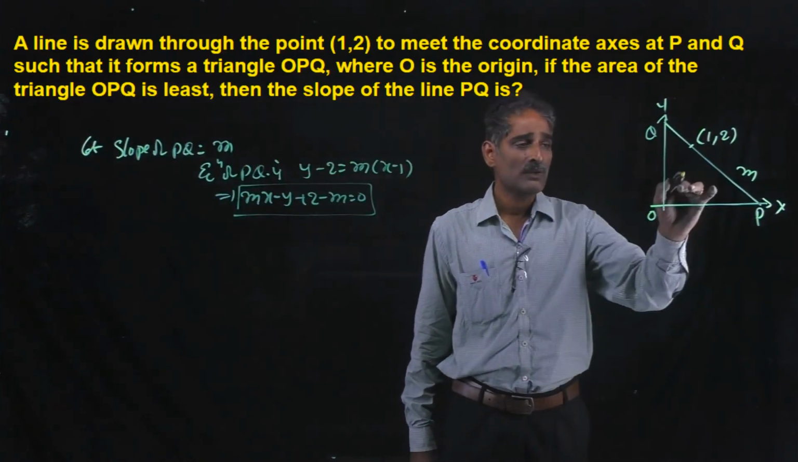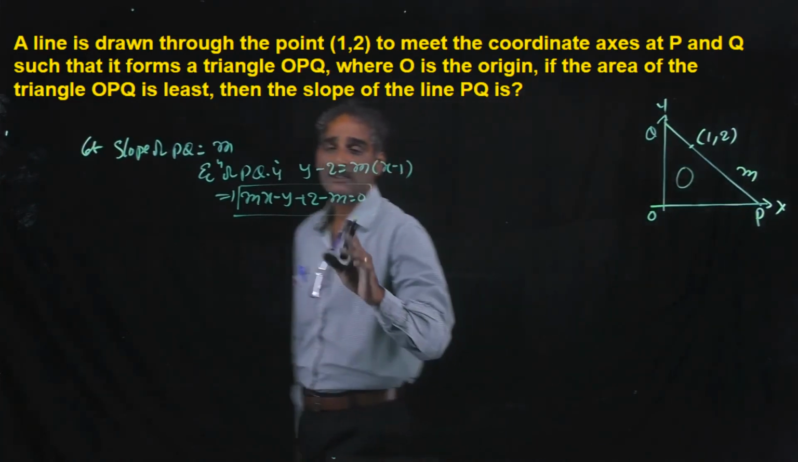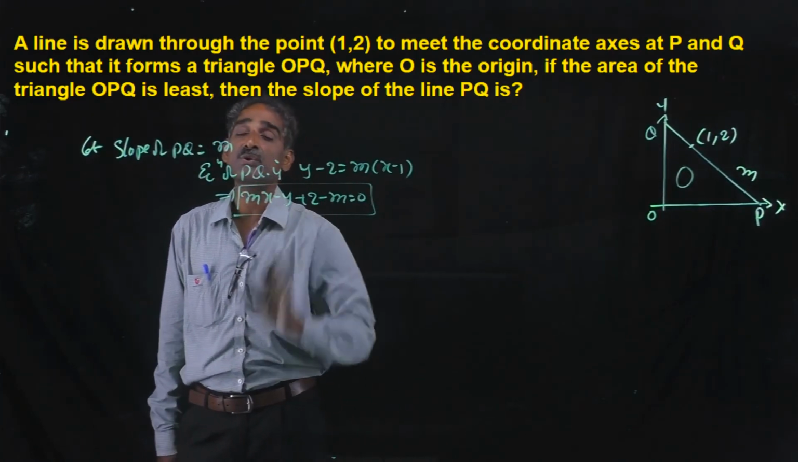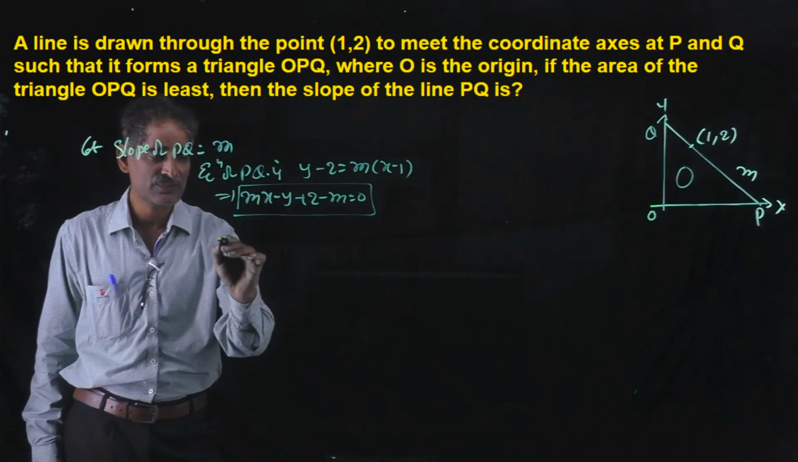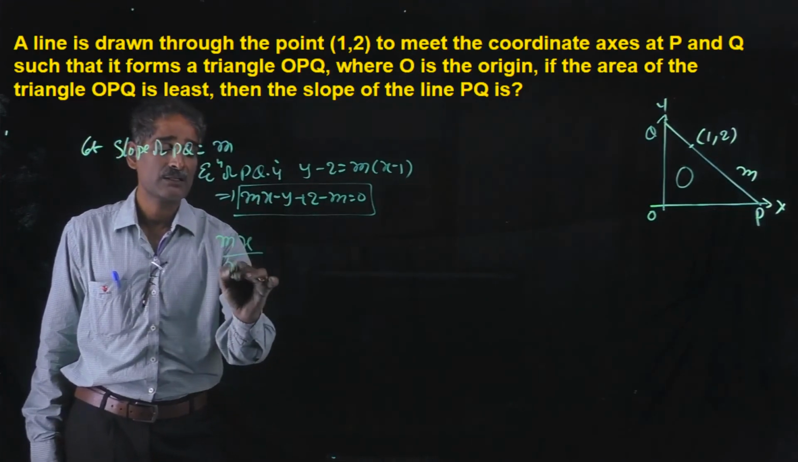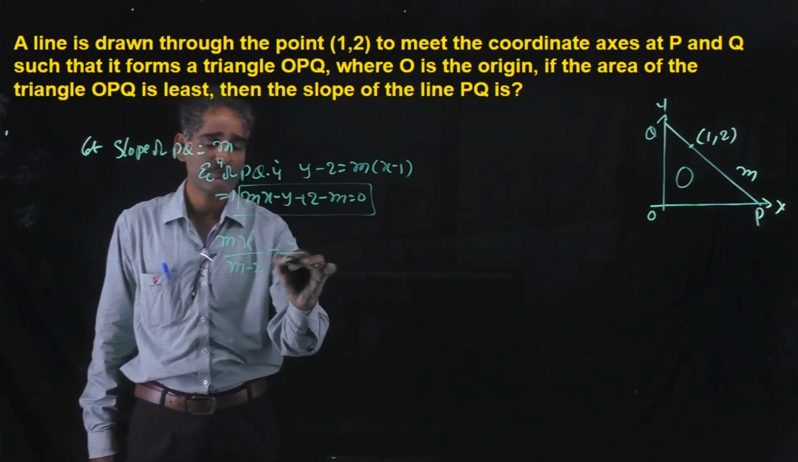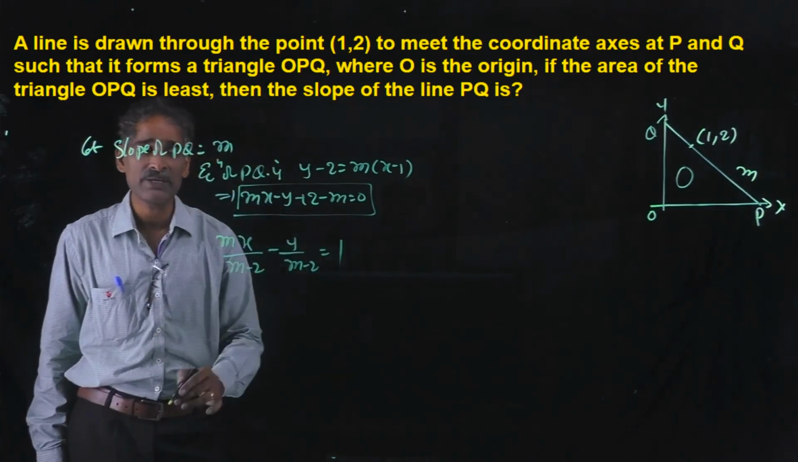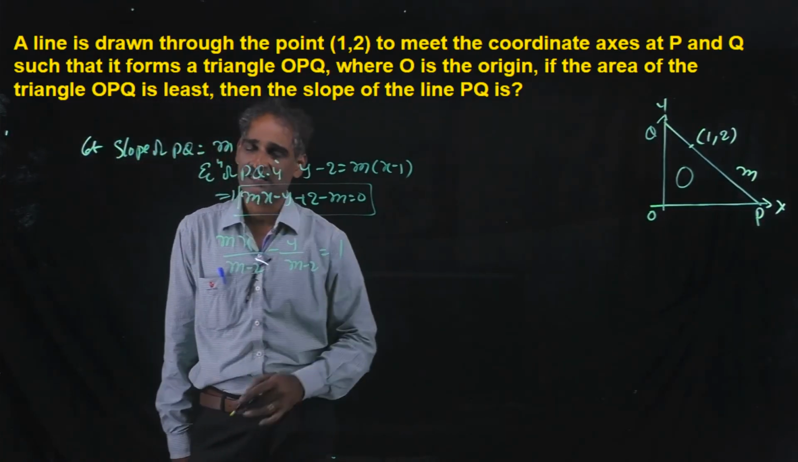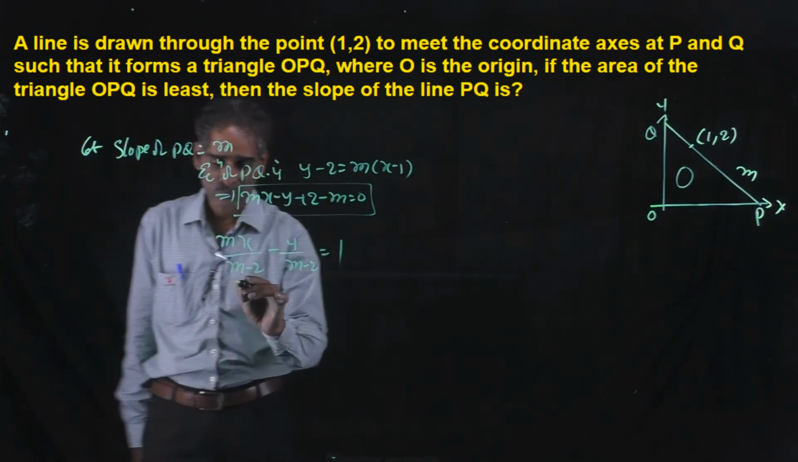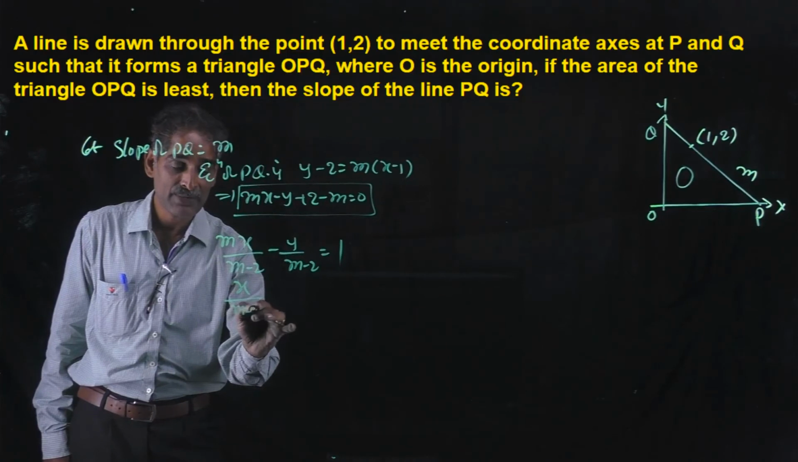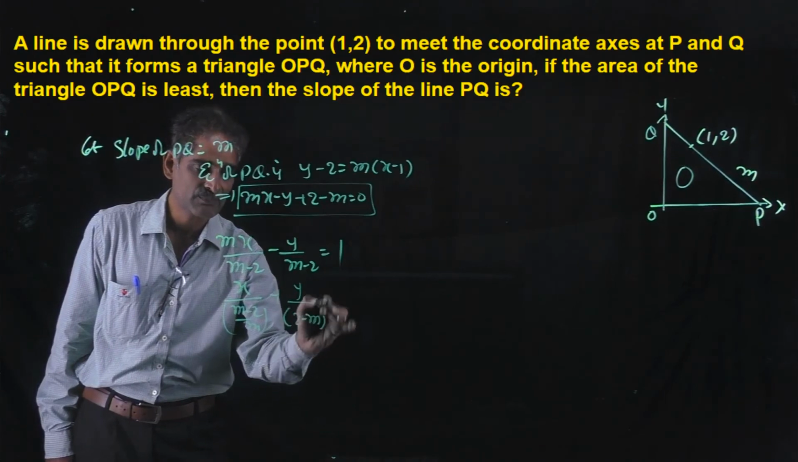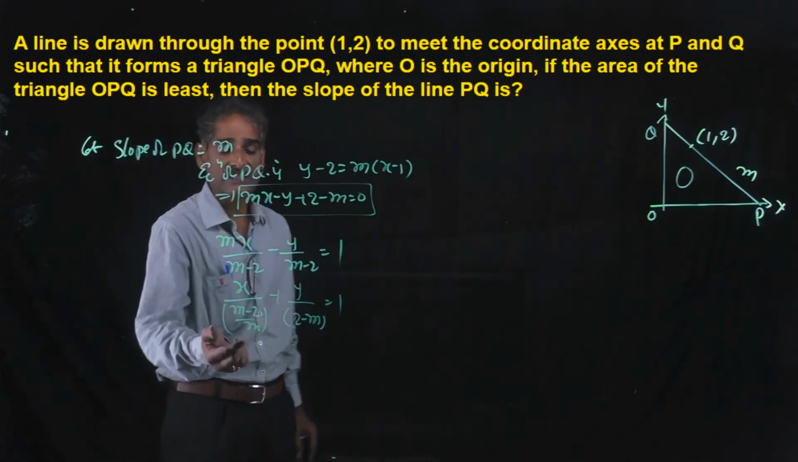Understand? Now what is the area of this triangle? Here it is in the form of ax plus by plus c equals 0. So now change this into intercept form. So what is the intercept form? x by (m minus 2)/m plus y by (2 minus m) is equal to 1. This is the intercept form. Here the x-intercept is (m minus 2)/m and the y-intercept is 2 minus m.